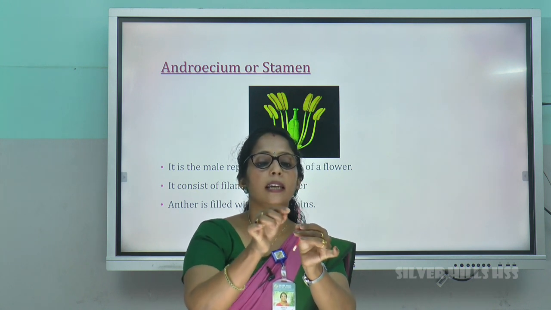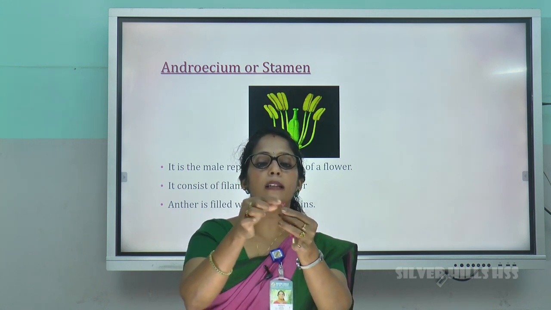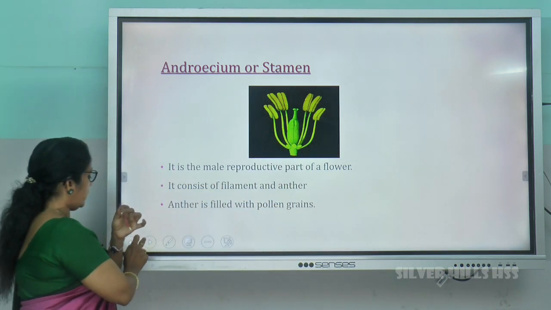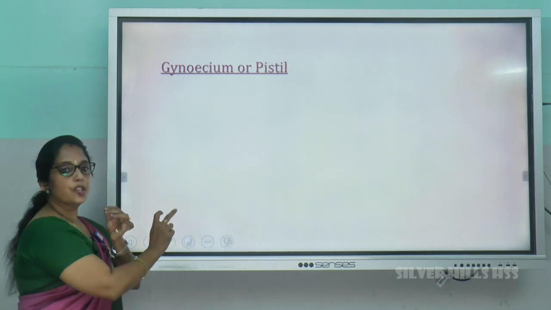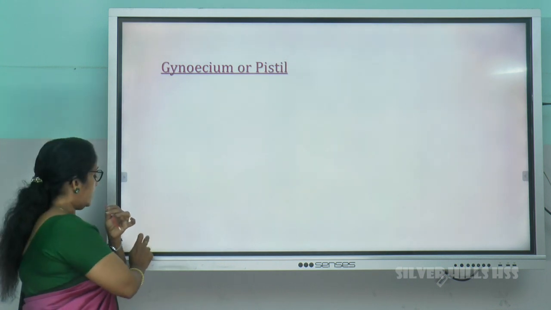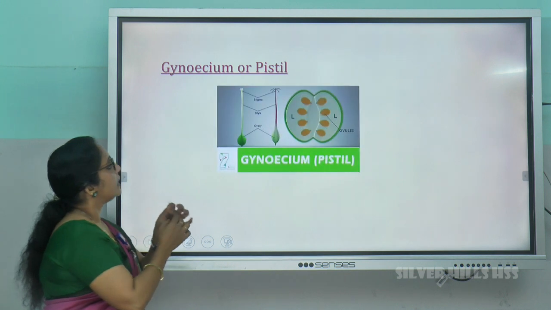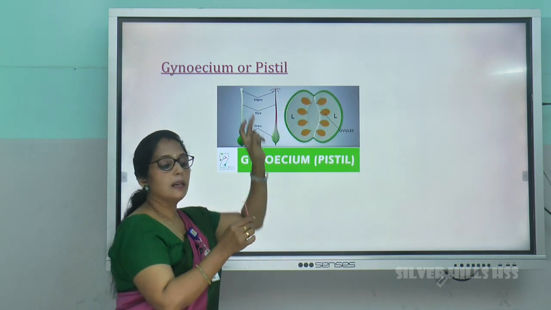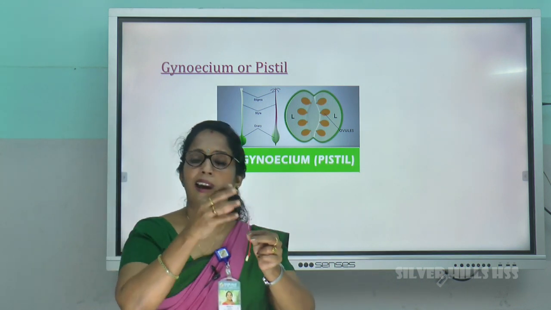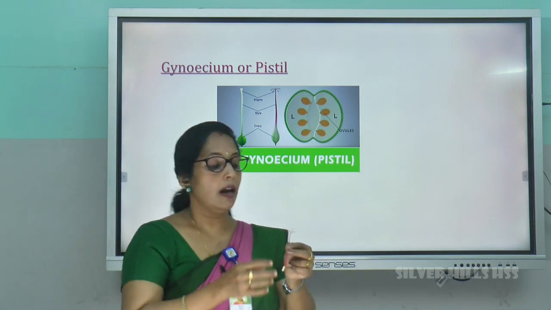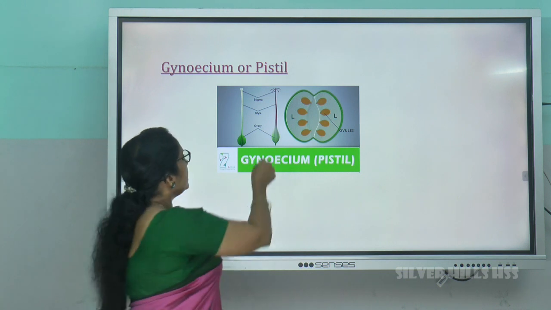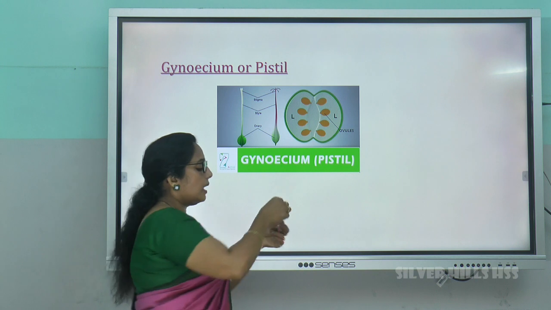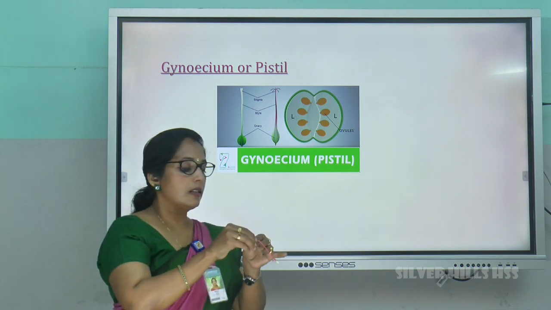Now you can see here at the tip another part. This is the female reproductive part called gynoecium or pistil. It consists of this part, which is called stigma. Stigma is very sticky, hairy as well as rough. You can also see a thread here. Stigma will be continuing with a thread. That thread is called style.